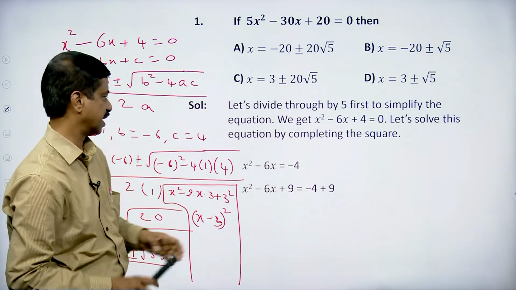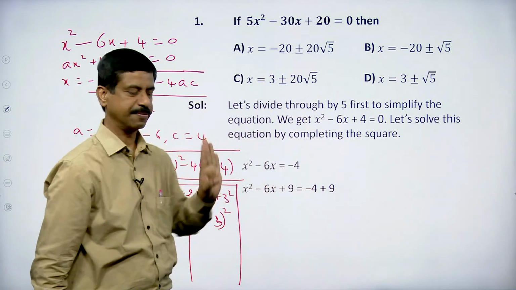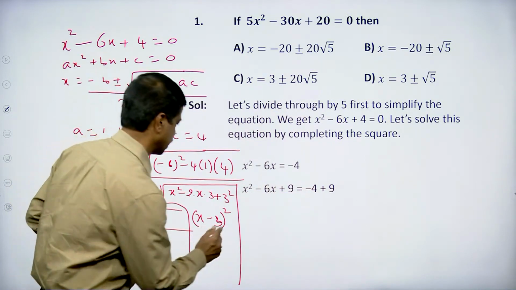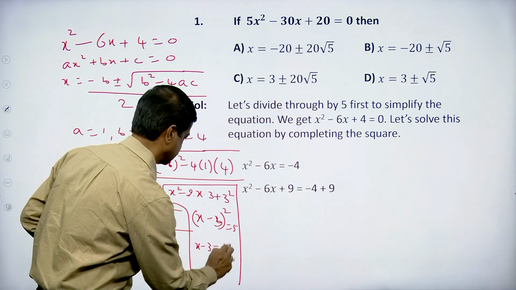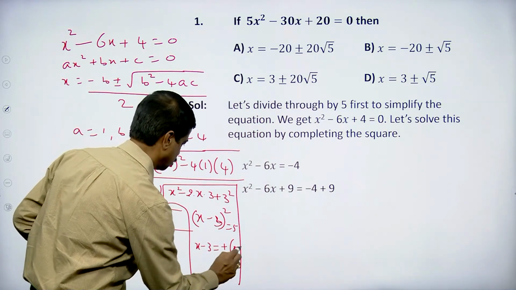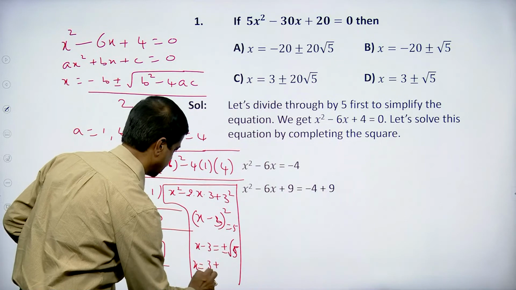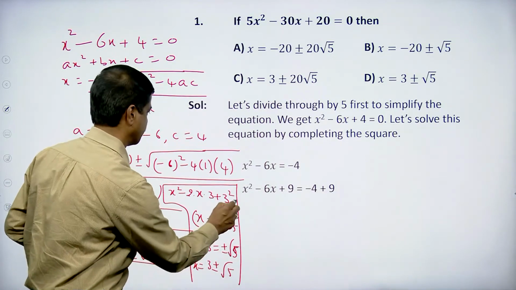(a minus b) whole square equal to 9 minus 4 is 5. So, (a minus b) whole square equal to 5 you will get. So, a minus b equal to plus or minus root 5. So, x equal to 3 plus or minus root 5. So, this is the second method.